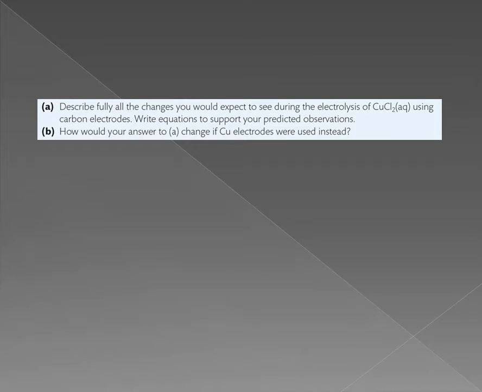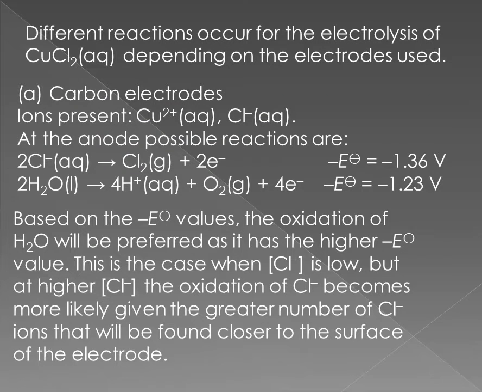Next, describe fully all the changes you would expect to see during the electrolysis of copper 2 chloride using carbon electrodes. So here, look, carbon electrodes. Write equations to support your predicted observations. And how would you answer question A if copper electrodes were used instead? So instead of carbon electrodes, in question B, we will use copper electrodes. What will happen? Let's see that.